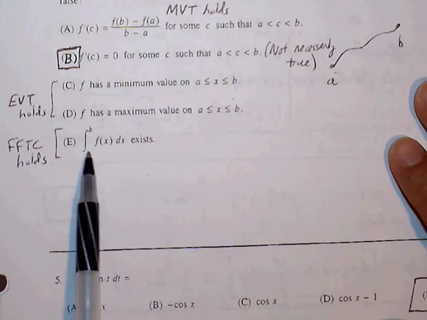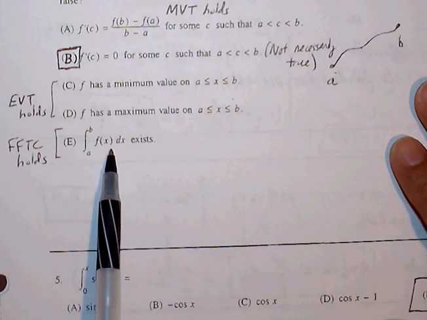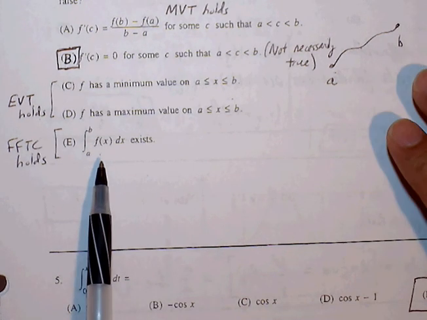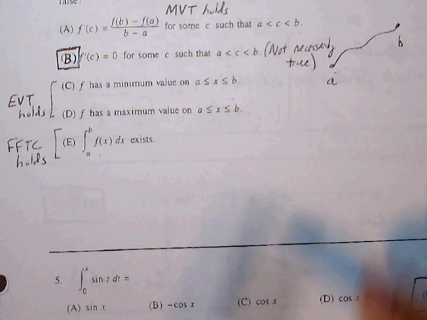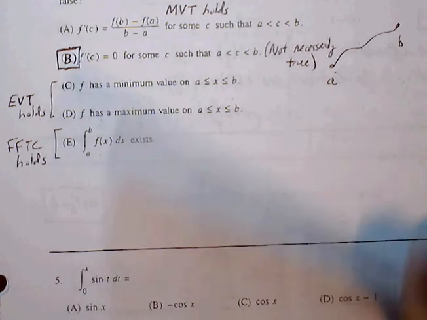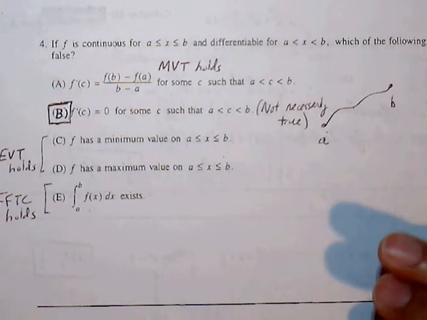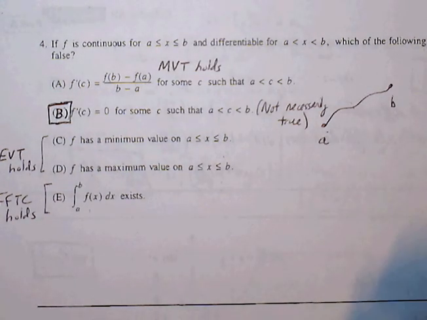Part E, we can find the definite integral of f of x as long as the function is continuous on the closed interval, and that is true. So we know for sure that B is the one that could be false.